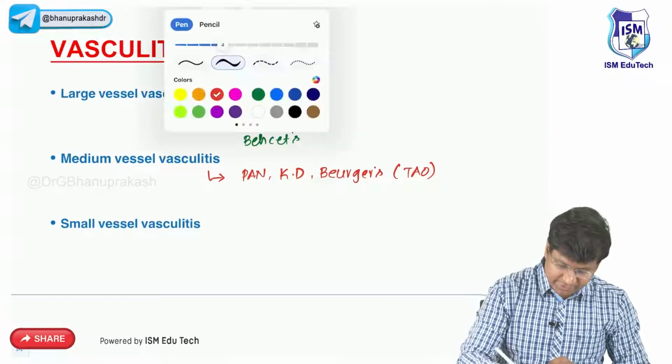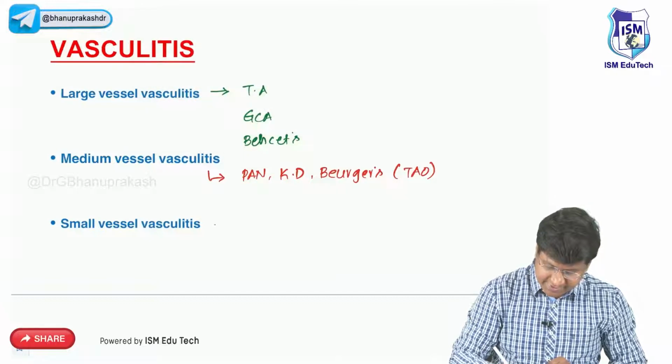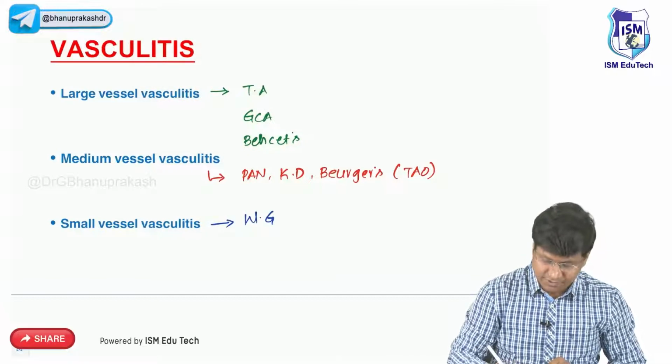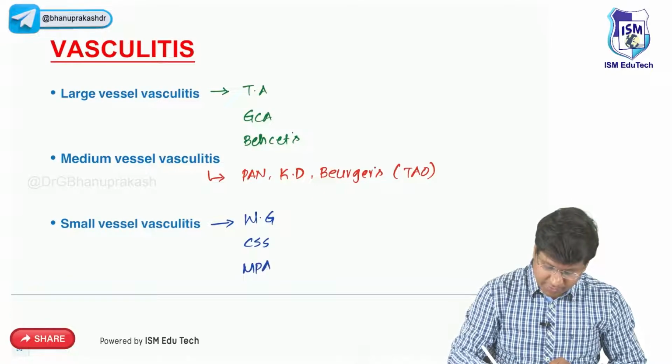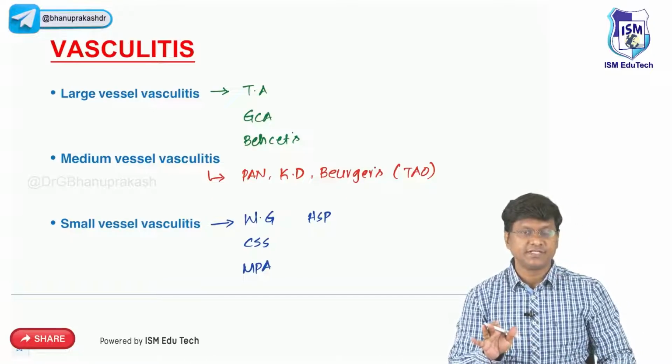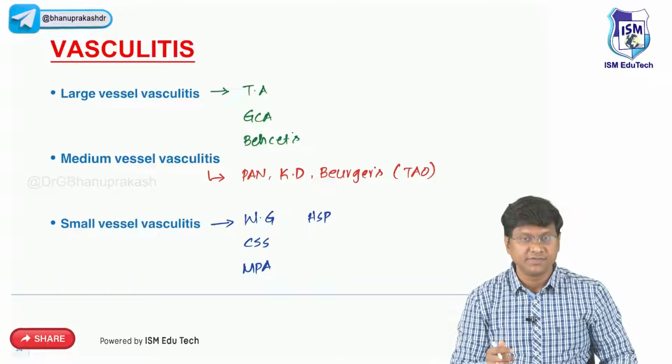And what are the examples of the small vessel vasculitis? The examples of the small vessel vasculitis include Wegener's granulomatosis, then Churg-Strauss Syndrome, next microscopic polyangiitis, and then Henoch-Schonlein Purpura. So this is how we classify the vasculitis depending upon the vessels which are being involved.